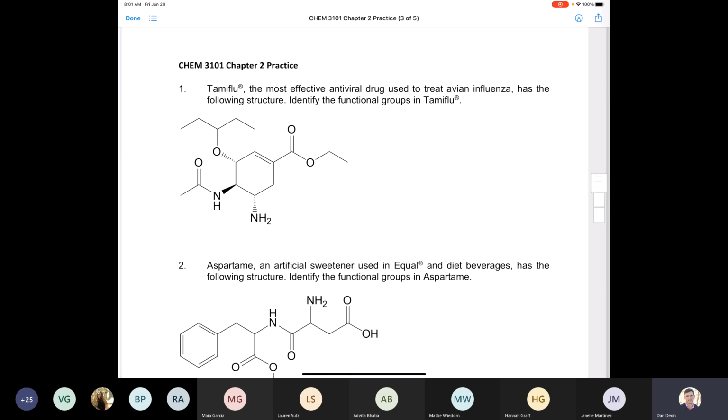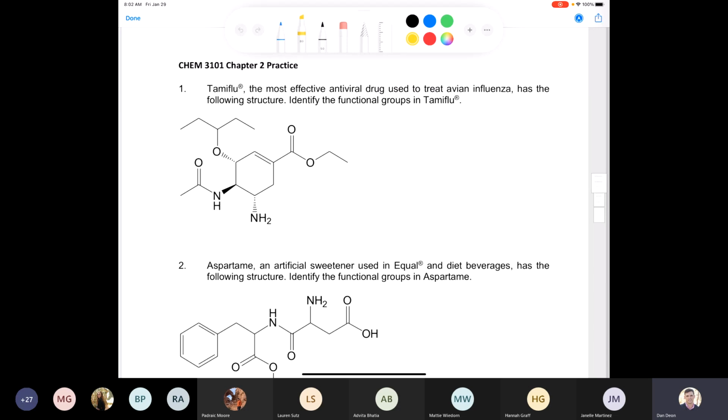All right, so it says here that Tamiflu, the most effective antiviral drug used to treat avian influenza, has the following structure. Identify the functional groups in Tamiflu. Is there anybody who can identify any functional groups in Tamiflu? Could anybody identify any of the functional groups in Tamiflu? There's a carbonyl.